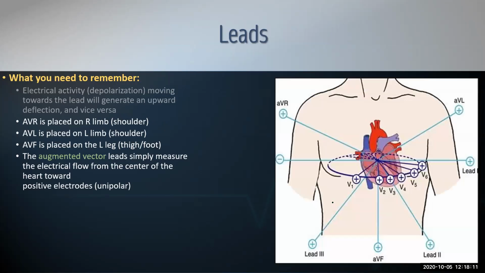When it comes to leads, we talked about this. aVR, know that it's going to be on the right limb, the right shoulder. So electrical activity should be going away from it. So aVR should be overall a negative deflection. aVL on your left limb is going to be more isoelectric for the most part because the electrical activity is going towards it, but perpendicular in a way. aVF, depending on where they put it, is also going to be somewhat isoelectric as well. These are augmented because they're just measuring the flow from the center of the heart. They're not theoretically true leads.